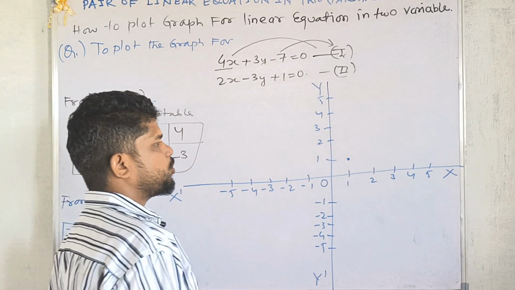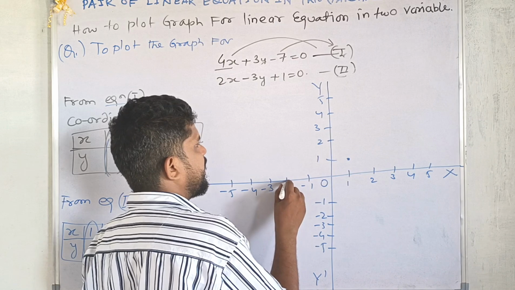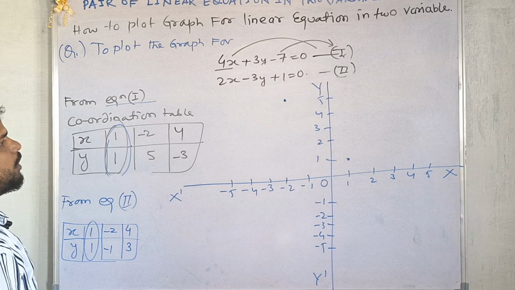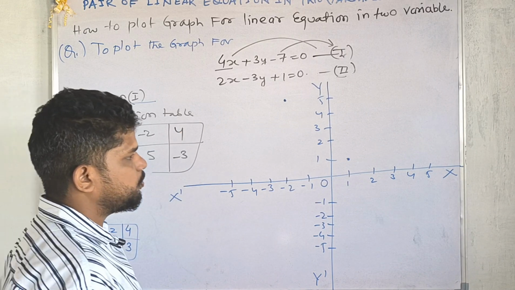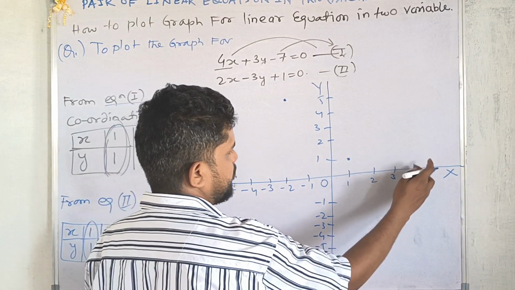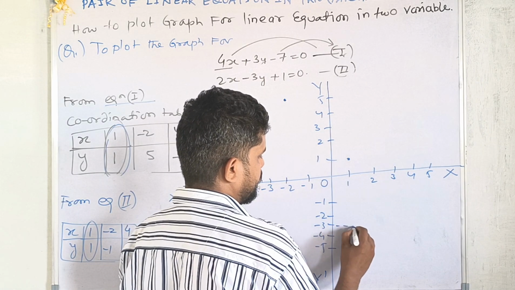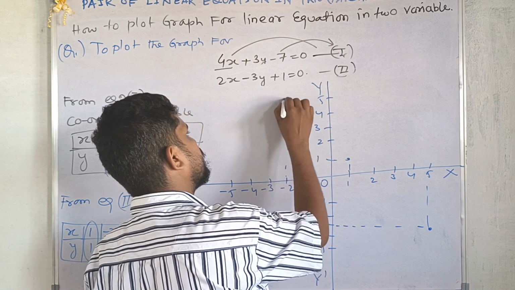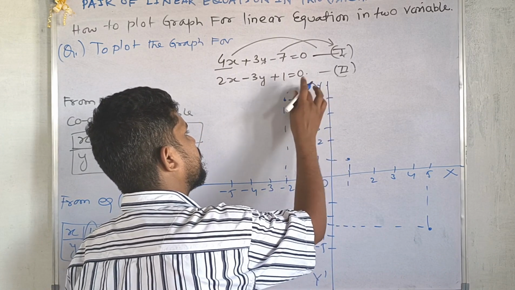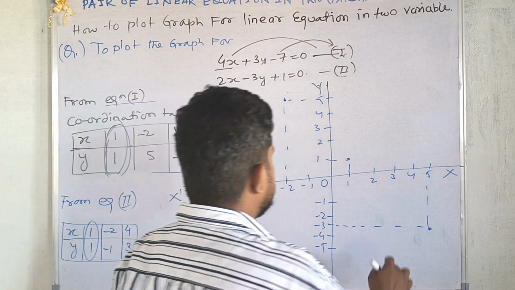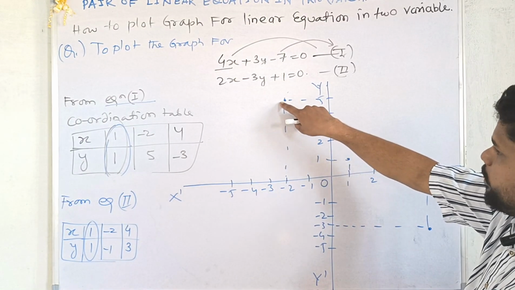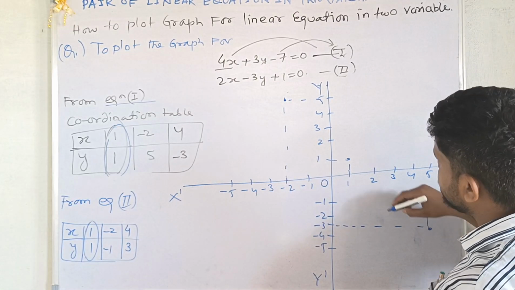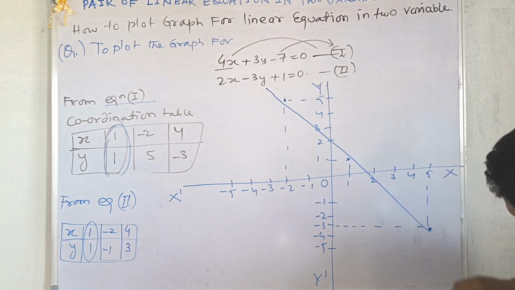Minus 2, 5, that is (-2, 5): minus 2 will be somewhere here and 5 will be somewhere here. So this is the plot for (-2, 5). Then (4, -3), plus 4 and minus 3, here. So this is our (1, 1), this is our (-2, 5), and this is our (4, -3). Now we will make a straight line which covers all these points.